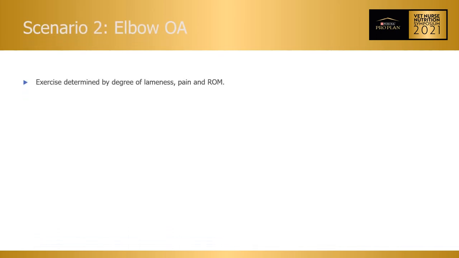So the second scenario we're going to look at is elbow arthritis. And the amount of exercise that these patients can do is very much determined by the degree of lameness, the amount of pain that these patients are currently in, and the degree of range of motion. It may be that we ask owners to stop all ball games and playing with the dogs in the short term, just to help facilitate rehabilitation and get on top of issues such as weight bearing and pain management. We know that these games tend to be quite vigorous and it can actually further exacerbate issues such as arthritis.